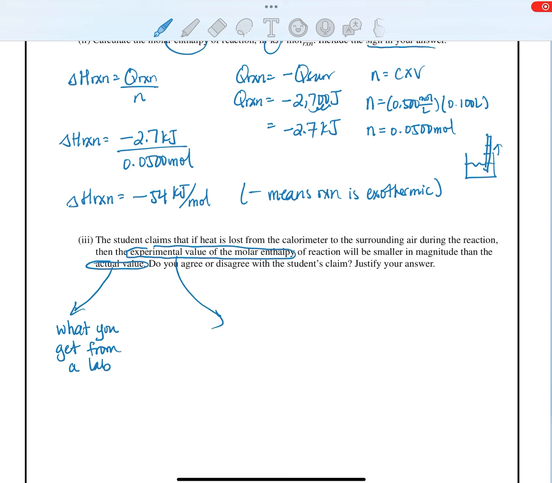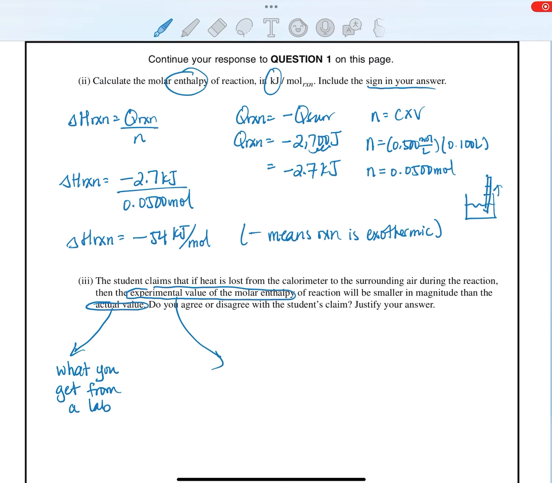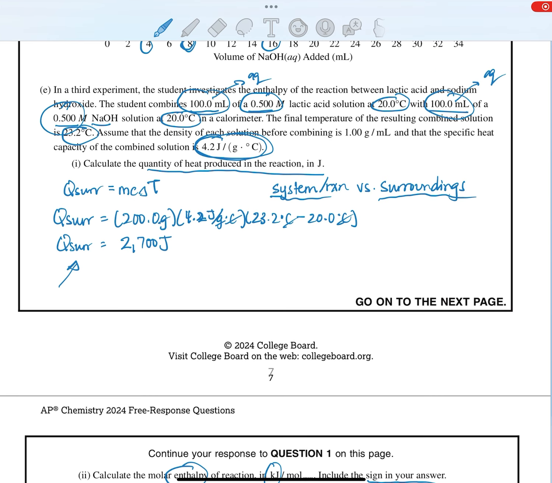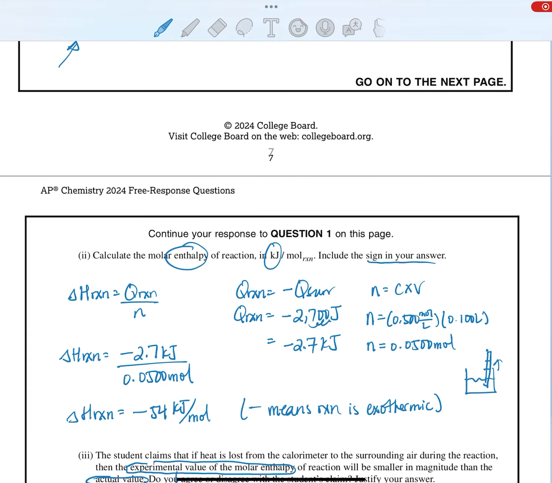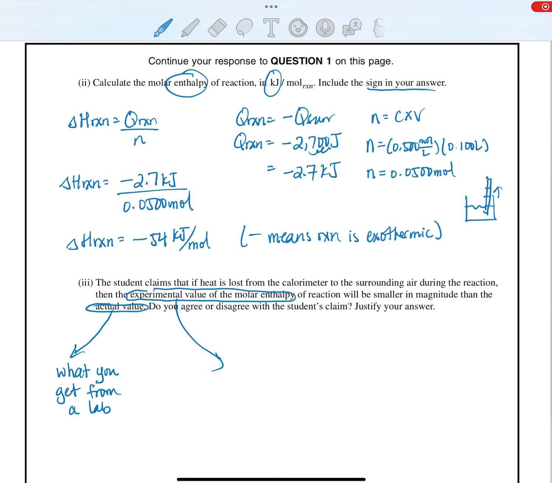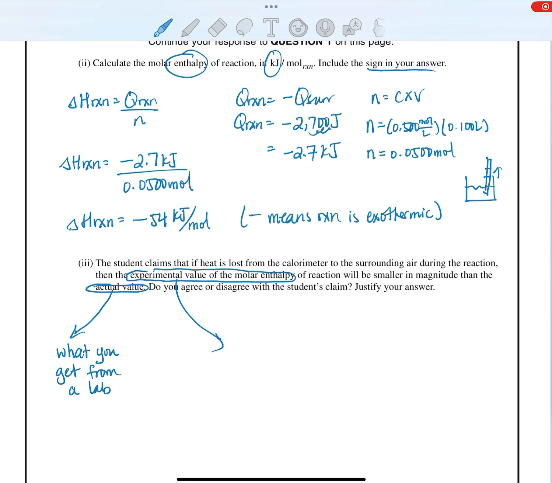This actual value, another word for it is theoretical value. So theoretically, if I did this experiment perfectly and my volumes are correct and my concentrations are accurate, and if I started at 20 degrees Celsius, then theoretically I should get this value of negative 54 kilojoules per mole. But the student is actually correct because you may remember that when you're doing a lab, this is true.